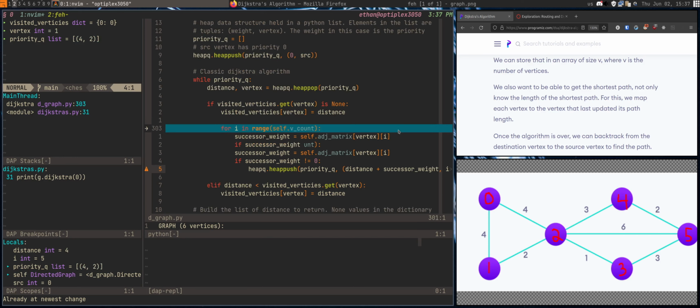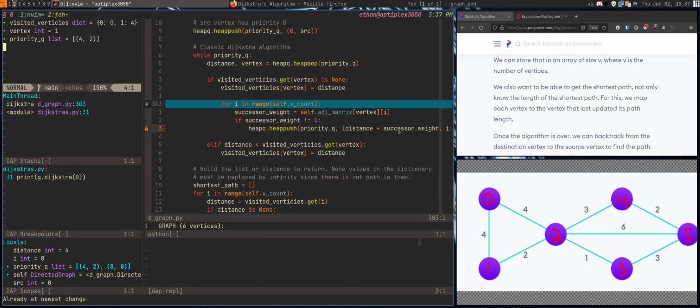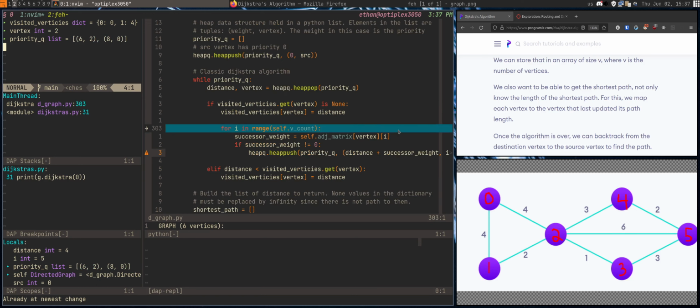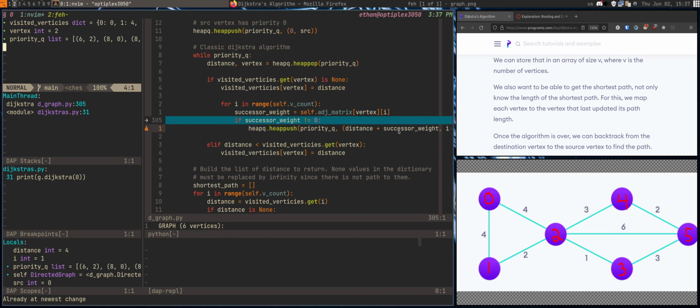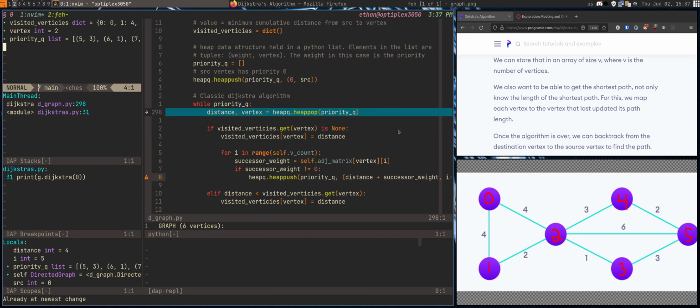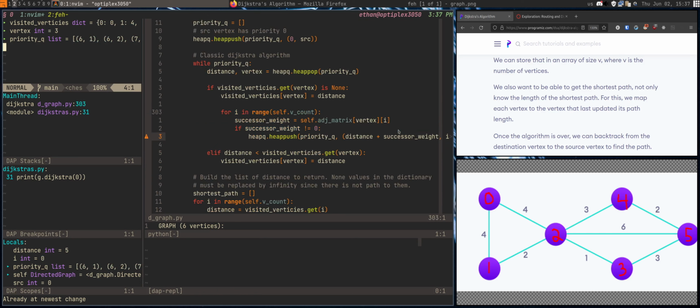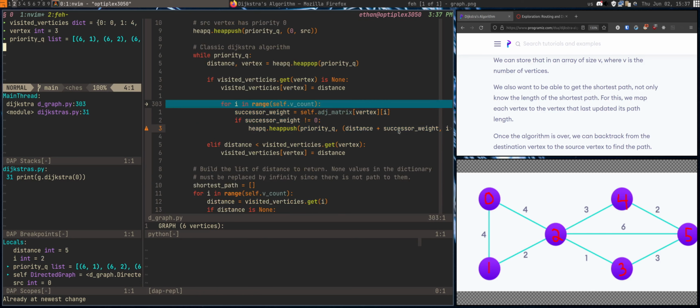So we can just continue stepping through here. We're now on vertex 1. Put all of its neighbors in the priority queue and update all of the path lengths. Now we're processing vertex 2. You get the idea, right? So processing vertex 3, update all of its weights.